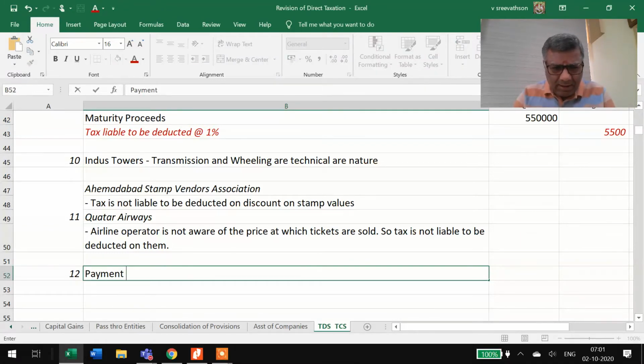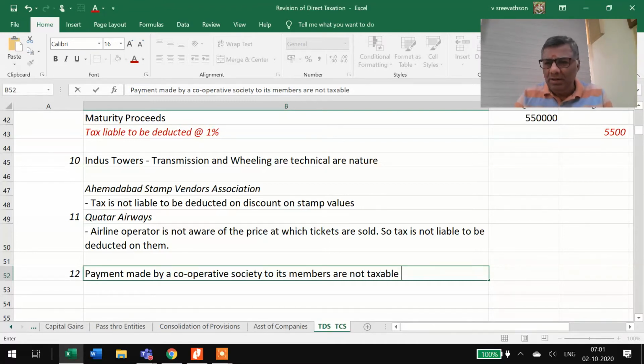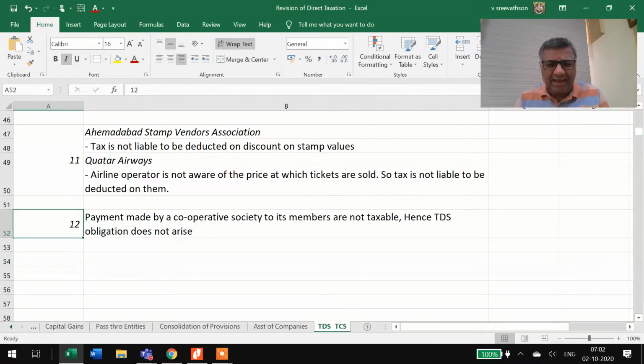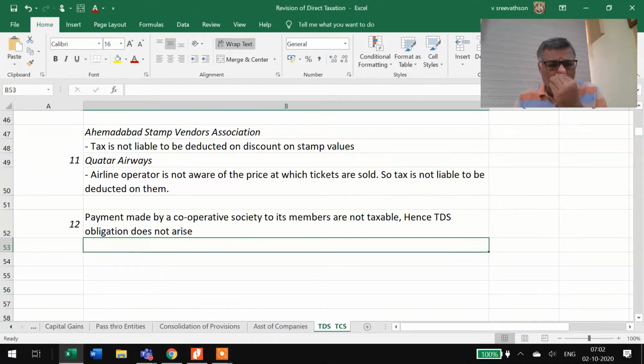Payment made by a cooperative society to its members is not taxable, hence TDS obligation does not arise, as in the agricultural cooperative society, etc. So payments made by a cooperative society to its members are generally not taxable. So there is no liability to deduct tax at source.